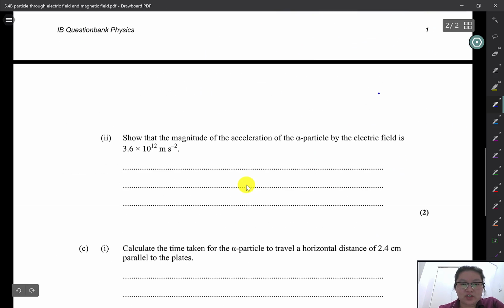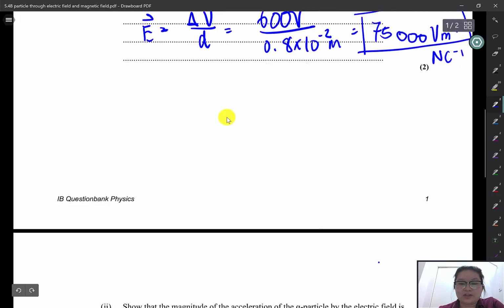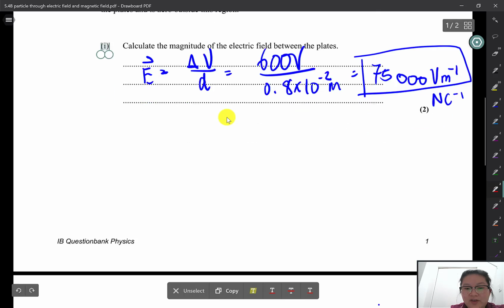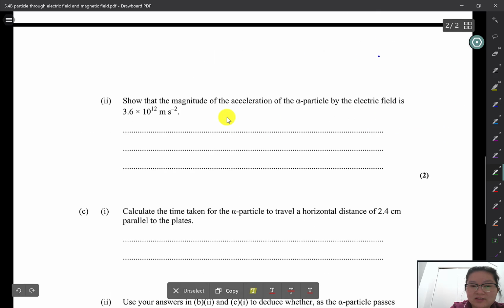Okay, next one, show the magnitude of the acceleration of the alpha particle by the electric field is this much, very high. What that means is, as this alpha particle is entering this electric field, it's going to experience electrostatic force towards the other end of the plate. This electrostatic force is going to depend on the electric field, via this relationship.